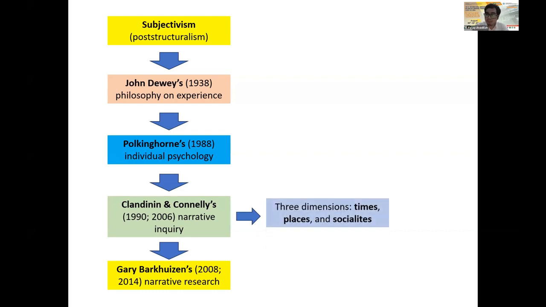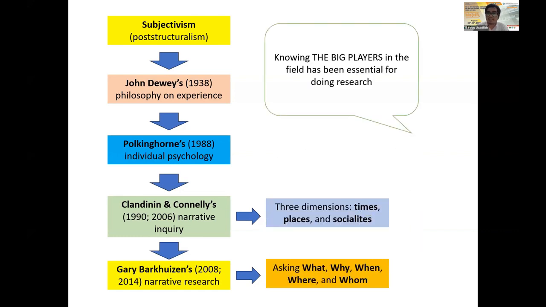Okay, next, I'm going to explain about this in detail. Clandinin and Connelly's narrative inquiry focuses on three essential things. First is time, second, places, and third is sociality or social interaction. Gary Barkhuizen actually has rather similar key themes to explain data in narrative research by using what, why, when, where, and whom. So ladies and gentlemen, this is very important, if we understand who the big players are in our narrative inquiry research methodology.